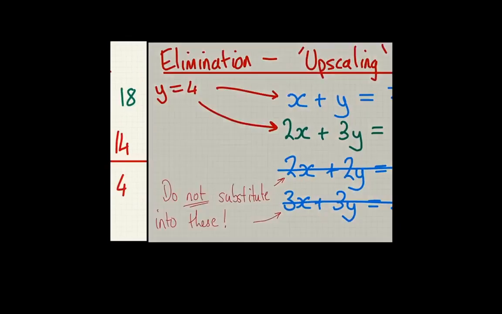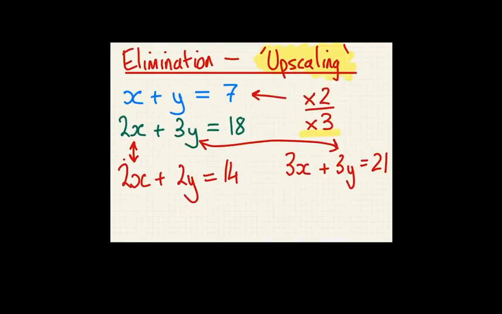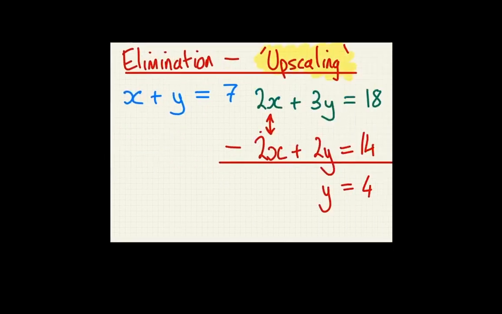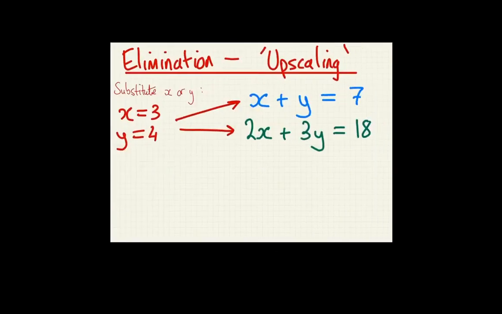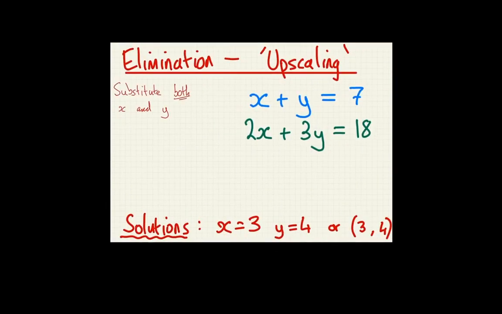So just to clarify, upscaling is where you multiply a whole equation, the x, the y, and the number, by something to give you a common coefficient. Now I've shown you equations that are x and y and a number. You may get ones that are like our graph, so y equals mx plus c, but that's fine. Same methods apply. Then you can subtract them or add them, just like we did before. Substitute, and give your solution.